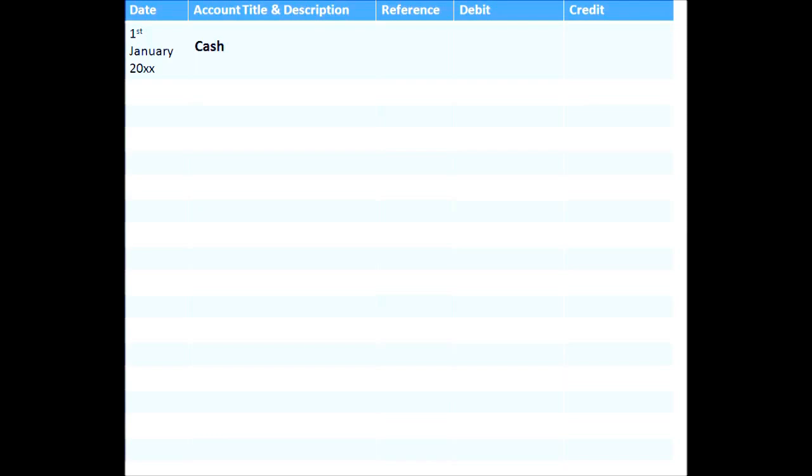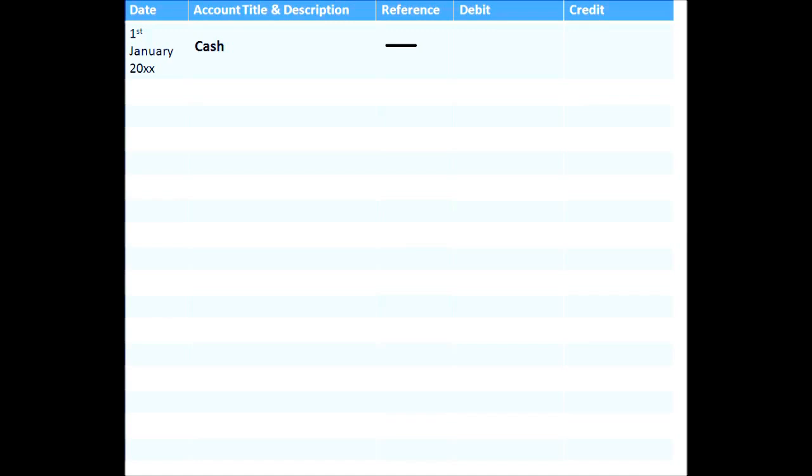As the investment is in cash form, we will write cash in the description column. Then we write the amount in the debit column, as cash is an asset which is going up: 100,000, the amount of Mr. Anise's investment. There is no reference given, so we will leave this column blank. Usually we give page or journal references like page 1, page 2, etc.